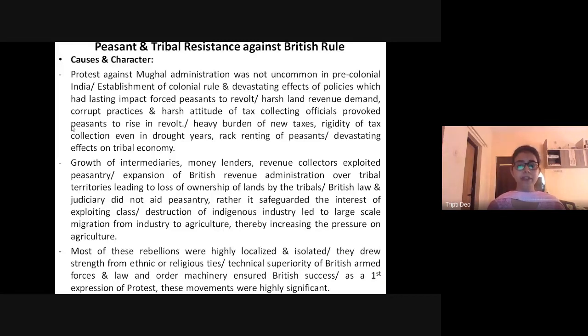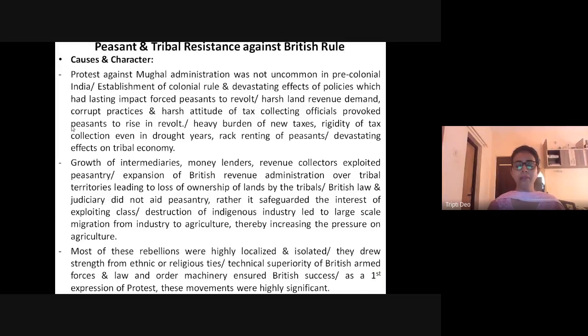For example, the harsh land revenue demand, corrupt practices, and the harsh attitude of tax collecting officials provoked peasants to rise in revolt. Right? So tax collection was happening before the Britishers came to India. Tax was always being taken from the peasants. But the attitude became harsher, stricter and inhuman with the colonial rule. Corrupt practices were there before also, but now they became even worse, so that the peasants had to leave their land, or were forced to sell their land. The land revenue demand was there before also, but it became harsher.